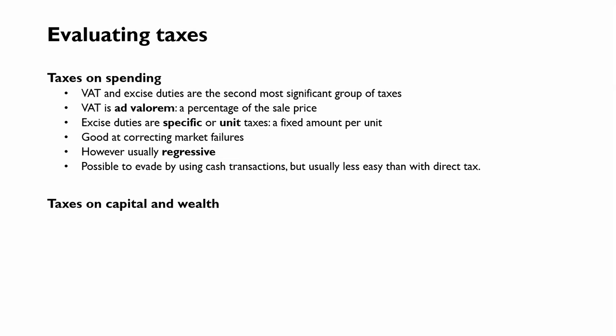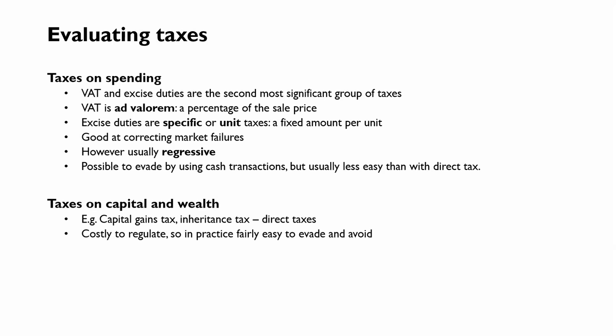Lastly, we've got some taxes on capital and wealth. These are direct taxes. We're thinking things like capital gains tax, which is the tax I have to pay on returns to investment, and inheritance tax when property is transferred from one generation to the other in the event of a death. These are pretty costly to regulate. In practice, they're fairly easy to evade and avoid, just because HMRC, Her Majesty's Revenue and Customs, who regulate taxes, don't always have the resources to do anything about it.